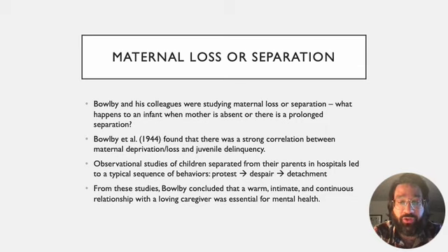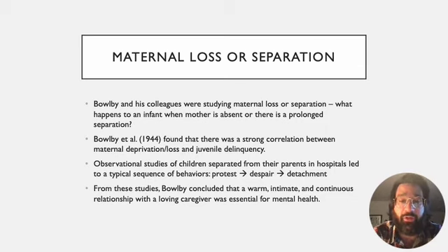So observational studies of children separated from their parents in hospitals led to a typical sequence of behavior. They noted this typical sequence of behaviors that children displayed when they were separated from a parent or caregiver. It started with protest, right? A kid fussing and protesting and being grouchy and upset and demanding that they see their mother again, protesting being separated away. After a period of protest, there was a period of despair where the children would become visibly upset and sad, right? Pouting, crying, just really, really distressed.